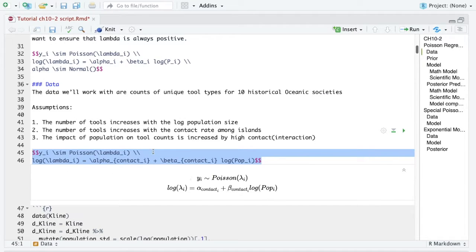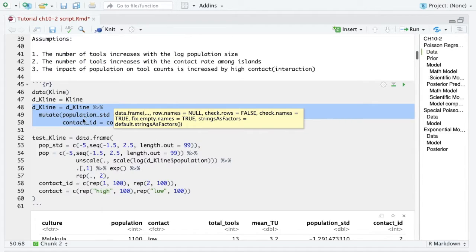Based on the above assumptions, we can write down our Poisson regression model like this. So log lambda will be equal to alpha plus beta times log population, and we will have different alpha and different beta for high contact rate and low contact rate. So you can see index coding here.